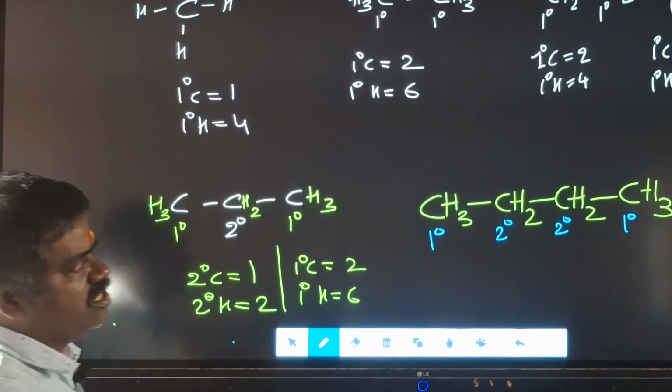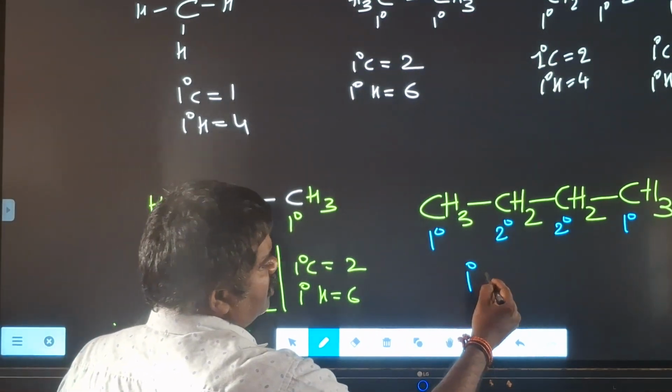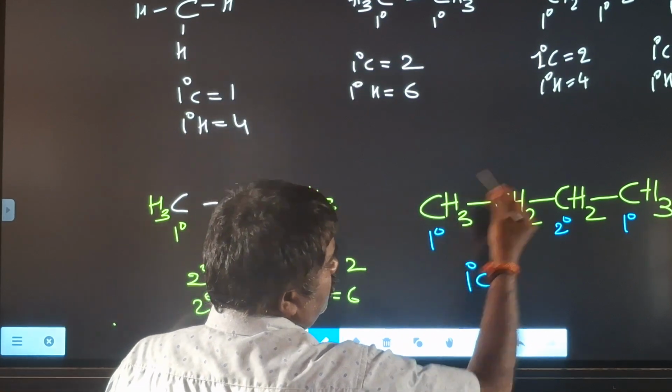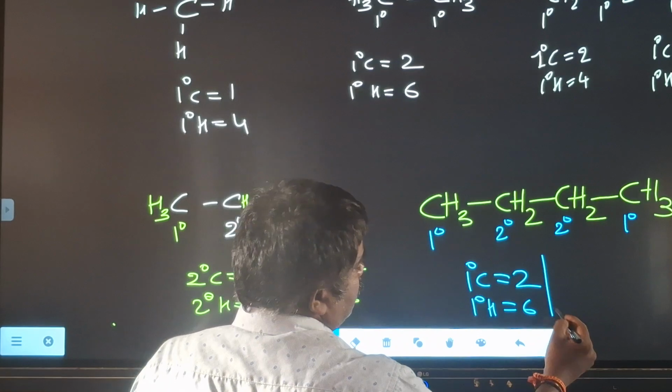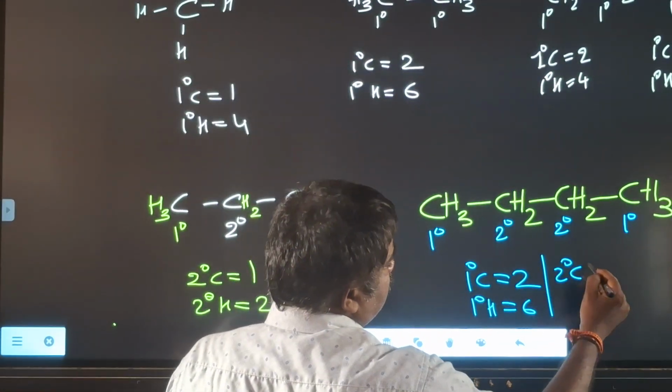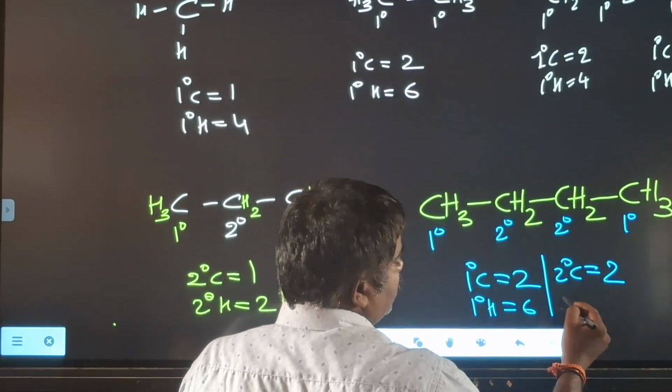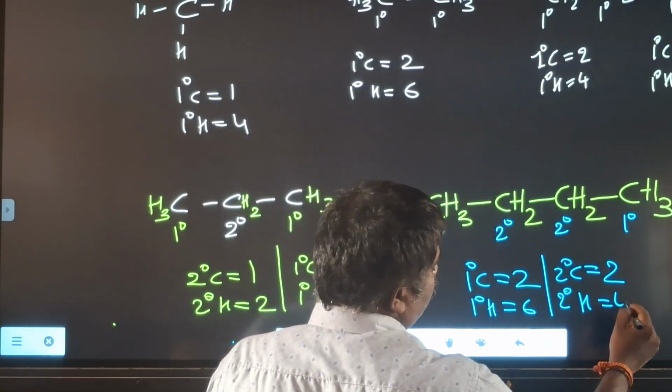Understood? So here the number of primary carbon atoms is 2. Number of primary hydrogens is 6. Number of secondary carbons is 2. Number of secondary hydrogens is 4. Write down.